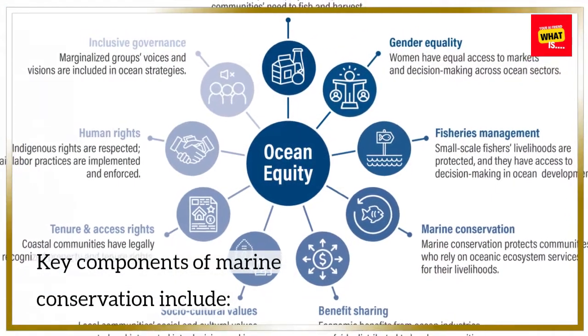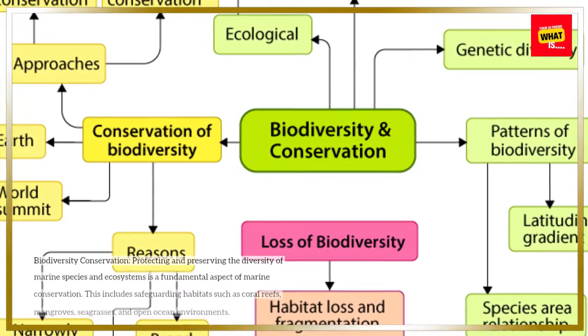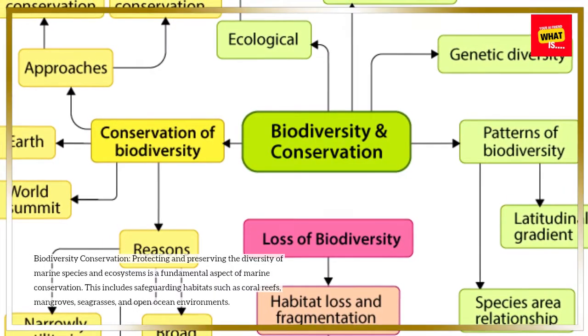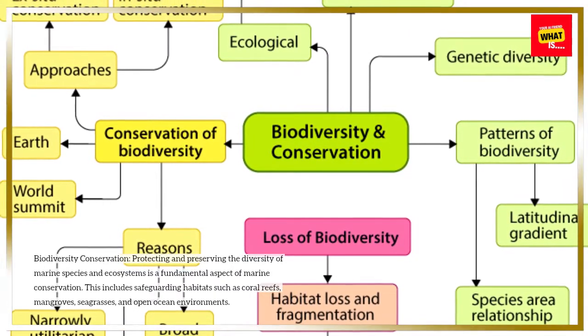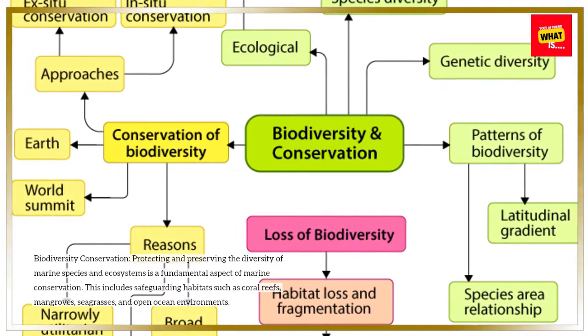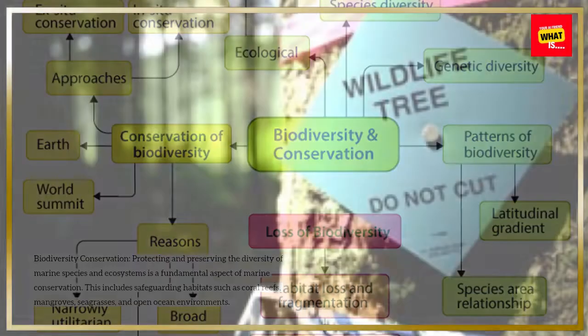Key components of marine conservation include biodiversity conservation. Protecting and preserving the diversity of marine species and ecosystems is a fundamental aspect of marine conservation. This includes safeguarding habitats such as coral reefs, mangroves, seagrasses, and open ocean environments.